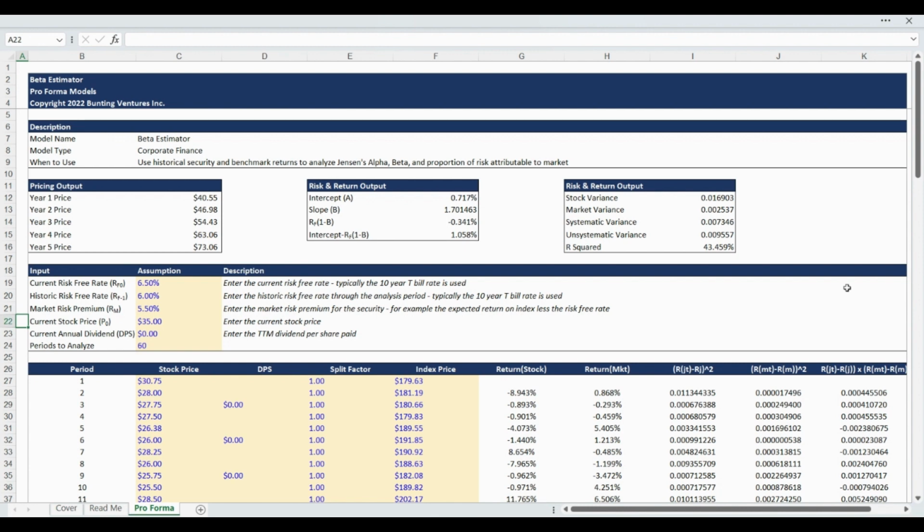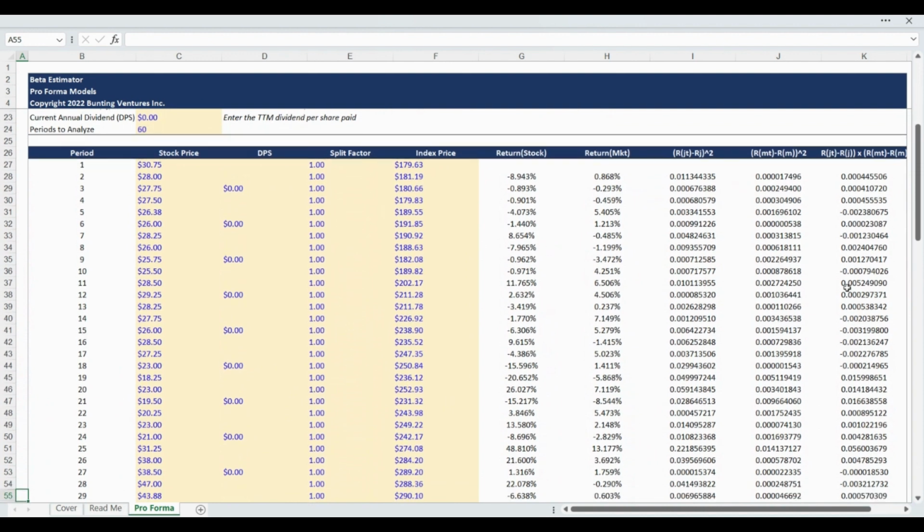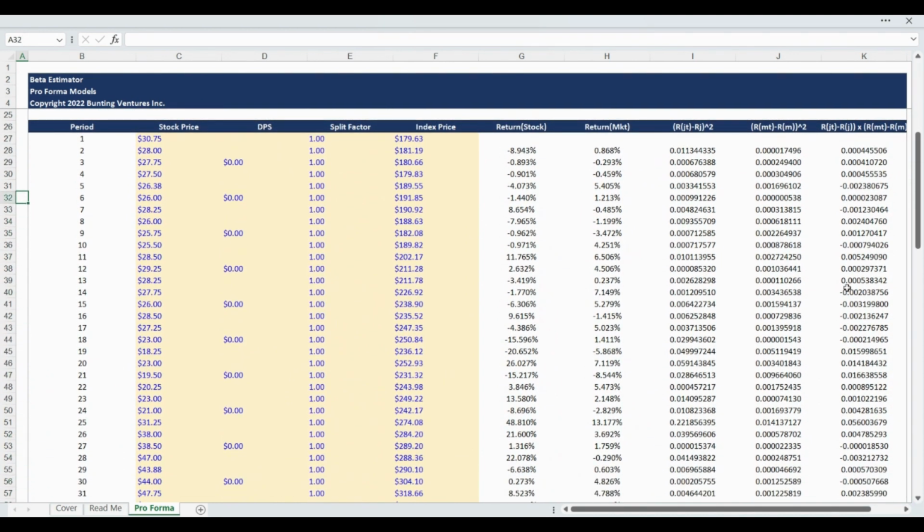The market risk premium can be calculated as the difference in the return of the benchmark index and the risk-free rate. The current stock price input is for the price of the security on the day you complete your analysis. The current annual dividend is the trailing 12-month dividend per share paid by the company you are analyzing the stock of. The periods to analyze input is the number of months of historical data you will input to calculate your output. There are 4 pieces of periodic monthly data that need to be input in the model to complete the various calculations and generate the output.